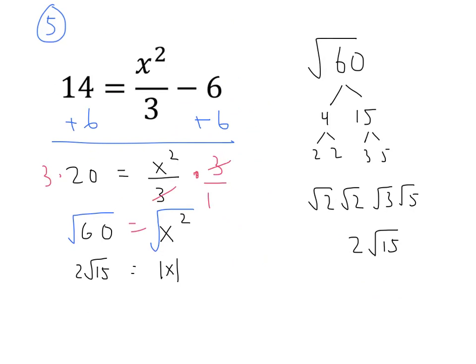So 2 radical 15 is equal to the absolute value of x. What numbers are 2 radical 15 spaces away from 0? There are 2 numbers. Your answers are negative 2 radical 15, or x could be equal to positive 2 radical 15.